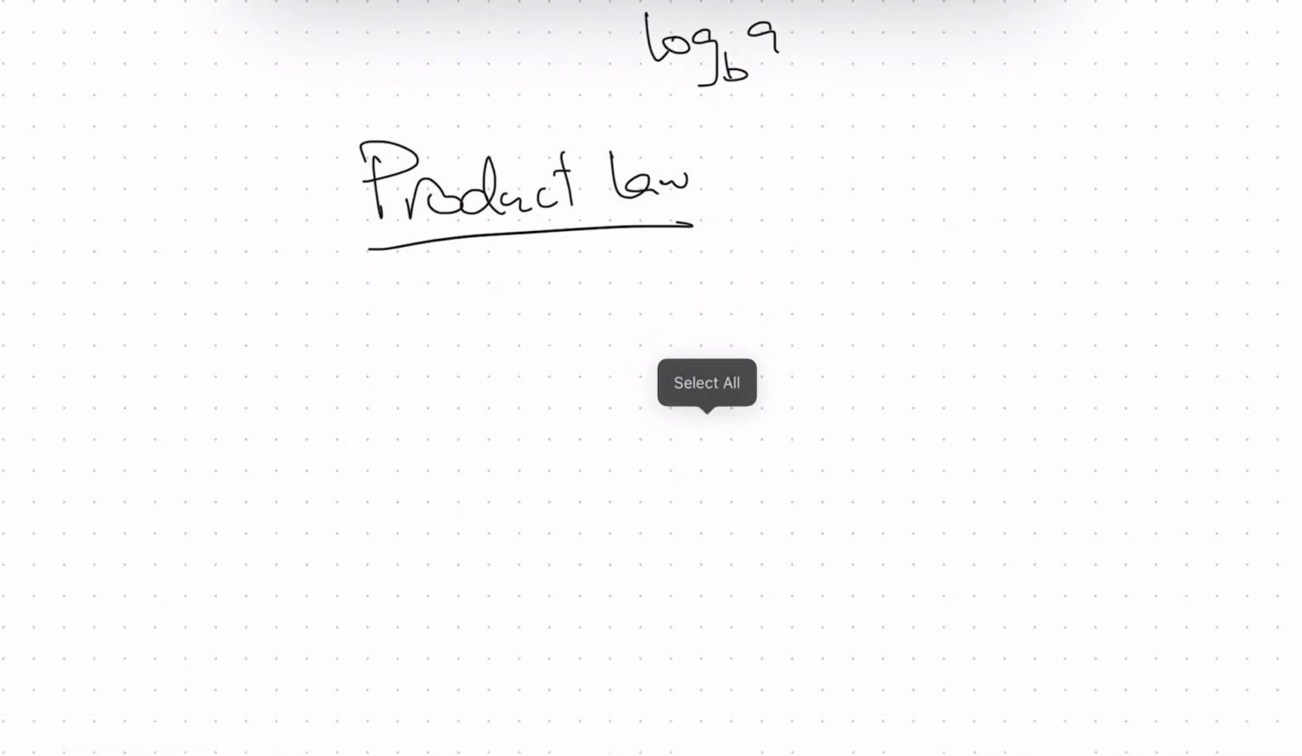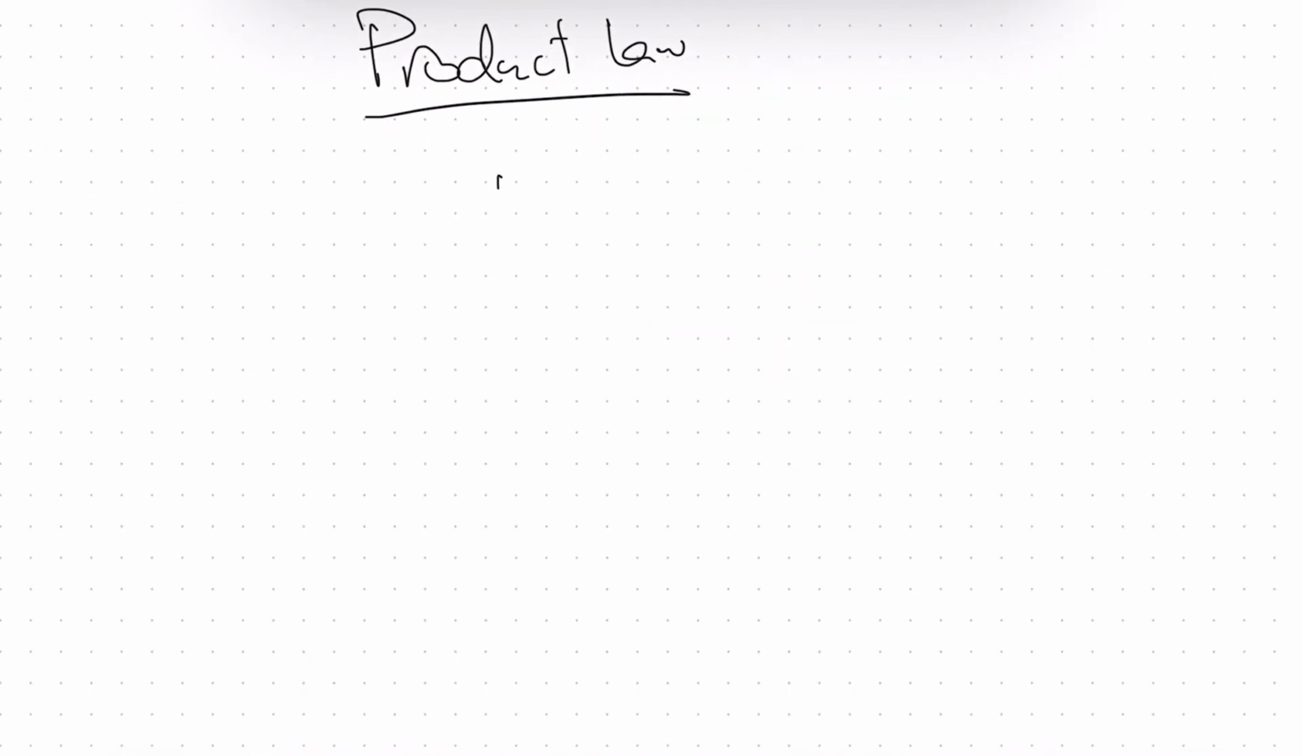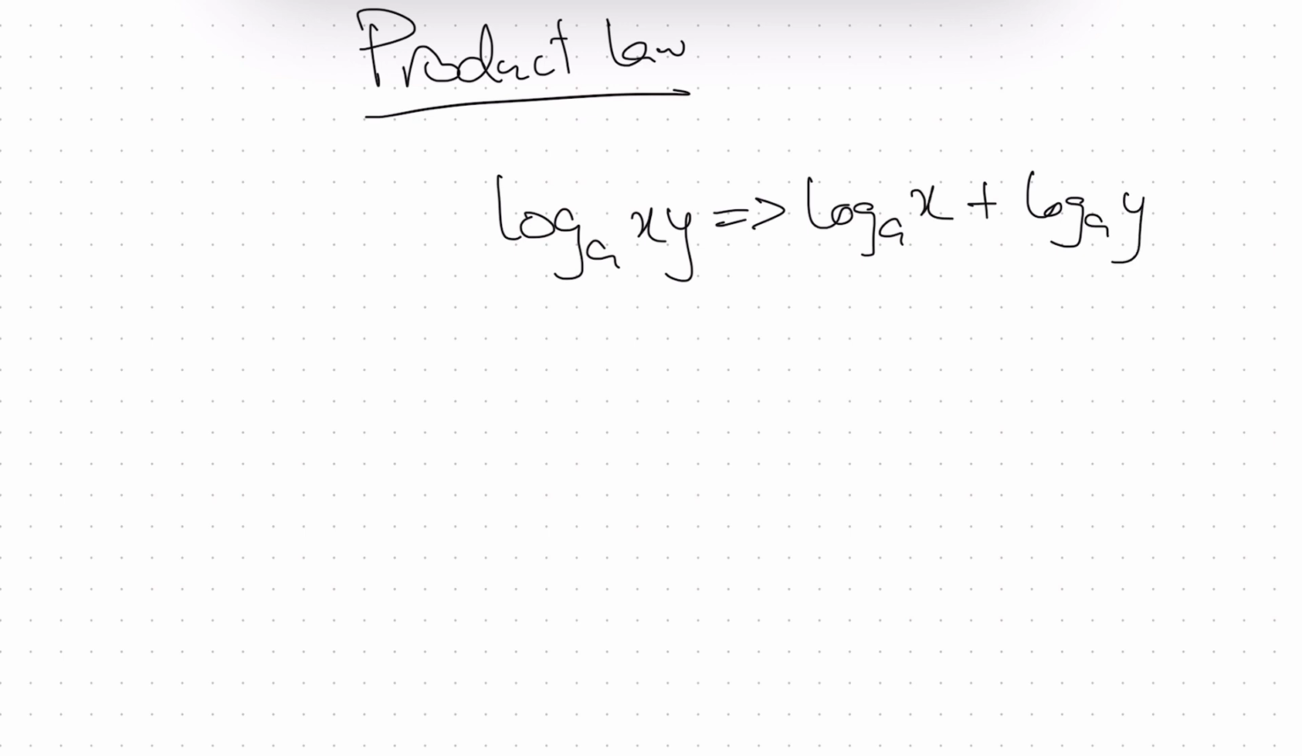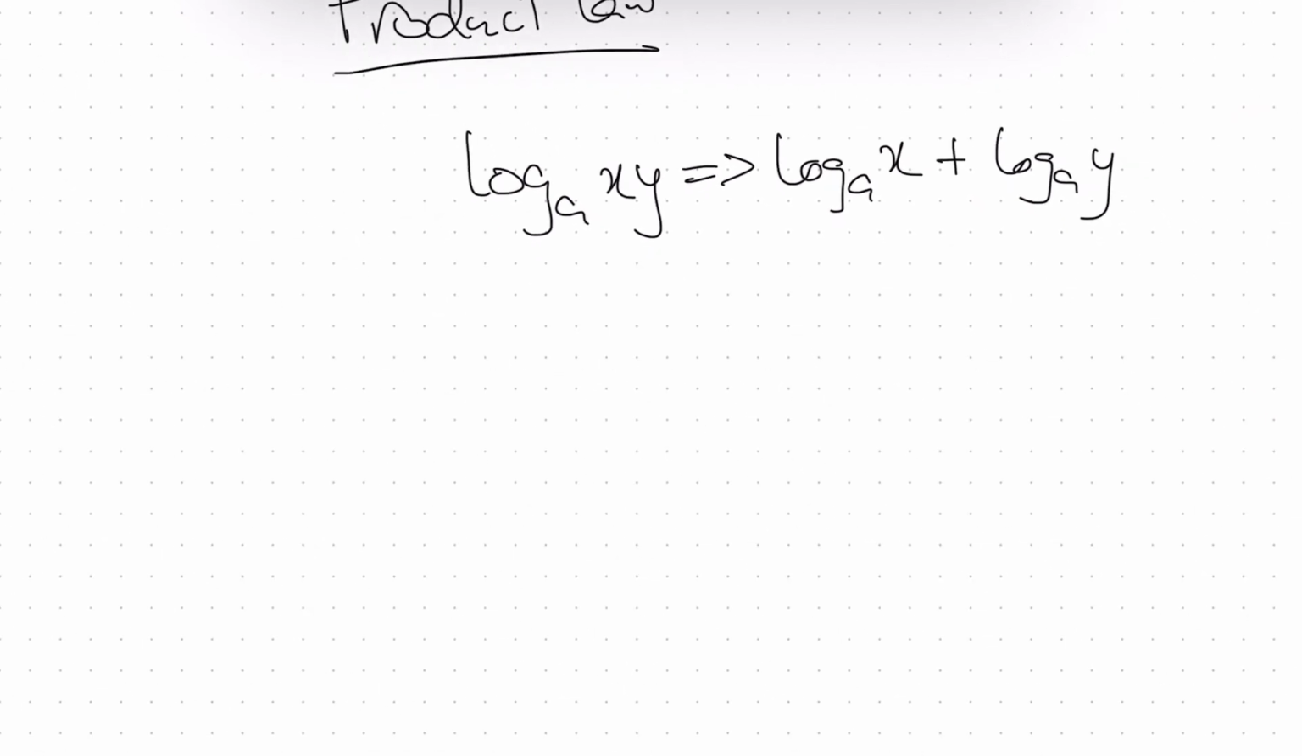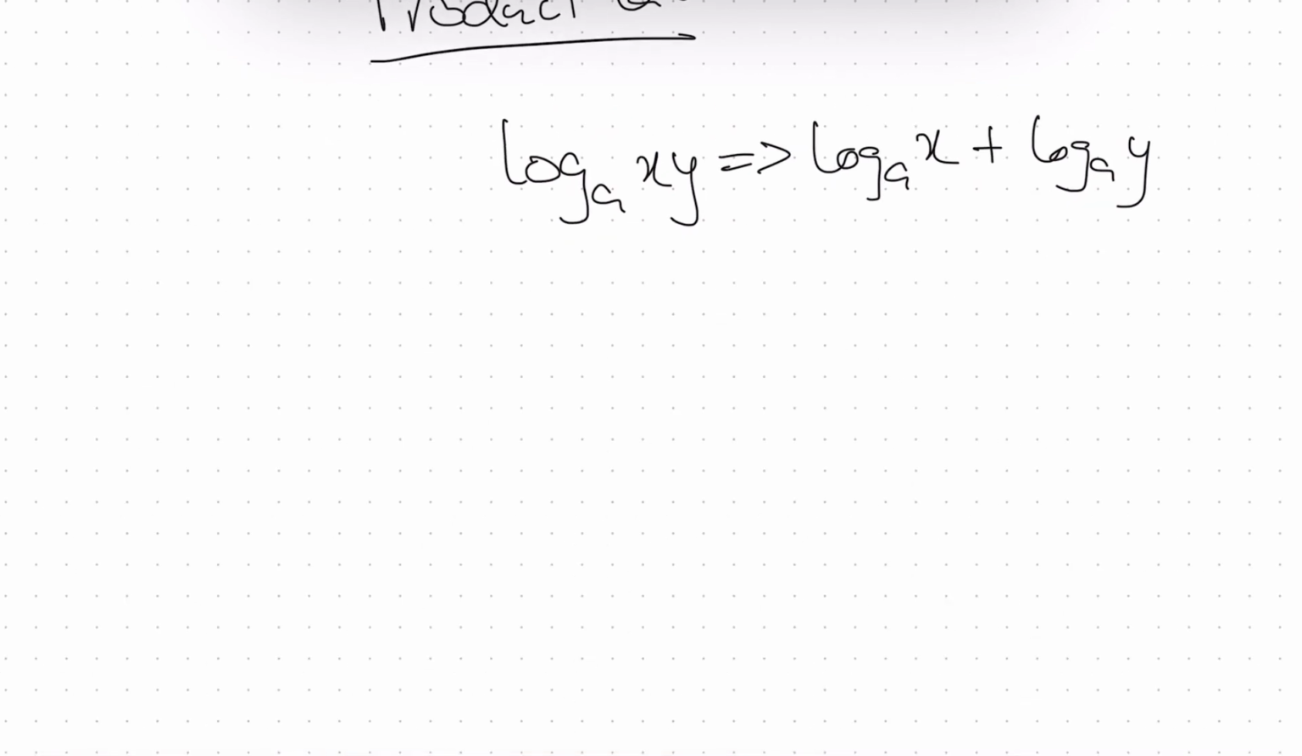Okay, so what this states is if I have log a xy, I can write this as log a x plus log a y. Okay, now let's try to test this out. Let's say I have 5 power 5, and I know we can write this as 5 power 2 multiplied by 5 power 3.